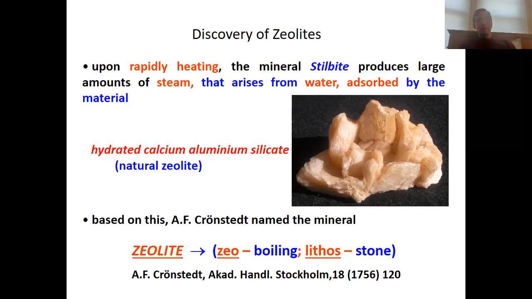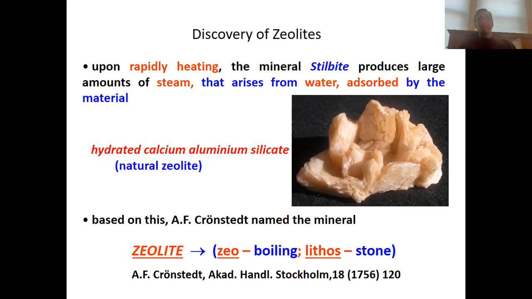So that property also gave the zeolites their name. Zeolites actually comes from zeo, the Greek word for boiling, and litos, which means stone. So zeolite essentially means boiling stone, and it is a property of the first zeolite that was discovered, the stilbite.